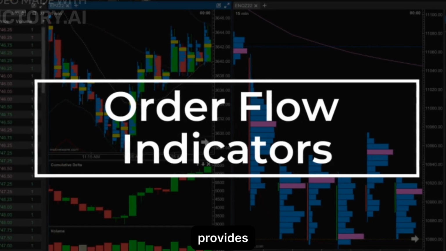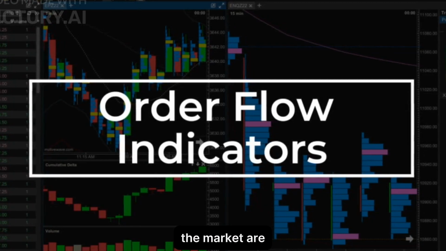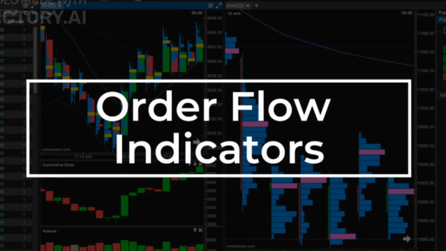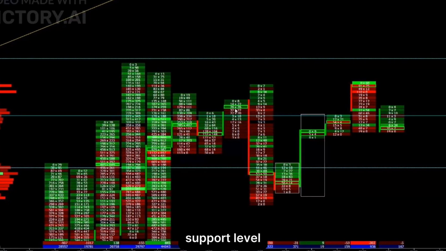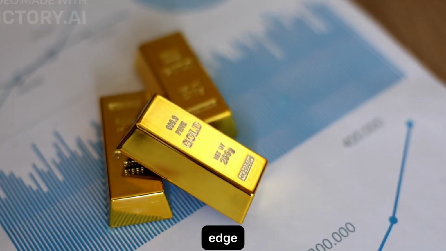Order flow provides real-time insights into how buy and sell orders are entering the market. Are there sudden spikes in buying pressure? Is selling drying up at a critical support level? These signals often precede major moves, giving us an edge.